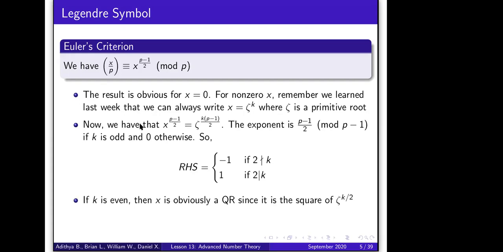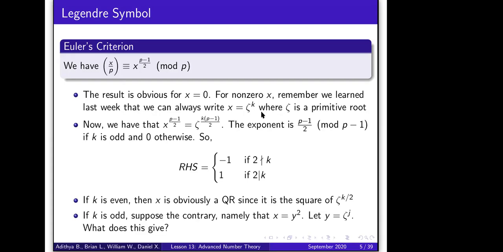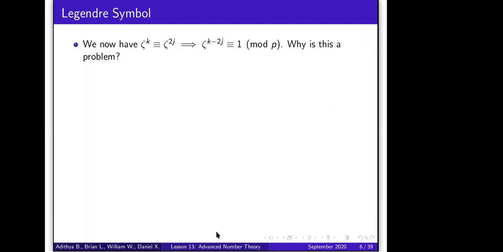So how about the left-hand side? If k is even, then x is obviously a quadratic residue, since it's just the square of zeta to the k over 2. And if k is odd, let's suppose the contrary, namely that x is equal to y squared. Of course, y can also be expressed in terms of zeta: it's zeta to the j for some j. And what does this give? We know that x is equivalent to y squared. So zeta to the k is equivalent to zeta to the 2j, which means that zeta to the k minus 2j is equivalent to 1 mod p. And why is this impossible?